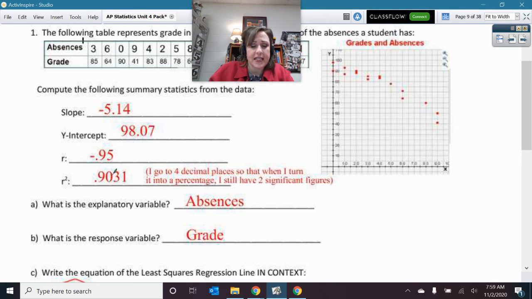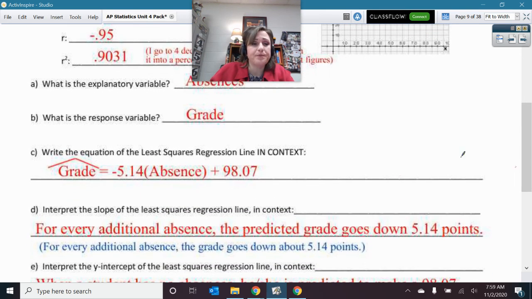Now, r squared is next, 0.9031. I go to 4 places on this so that when I change it into a percent, I'll still have 2 significant figures. So the explanatory variable is absences, and the response was grade. Here's your equation with the slope and the y-intercept. Make sure you have this prediction hat or it's wrong.